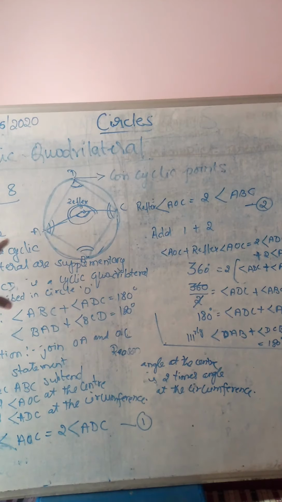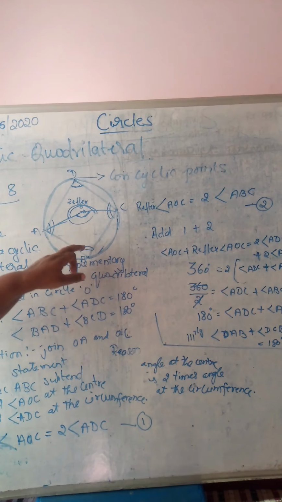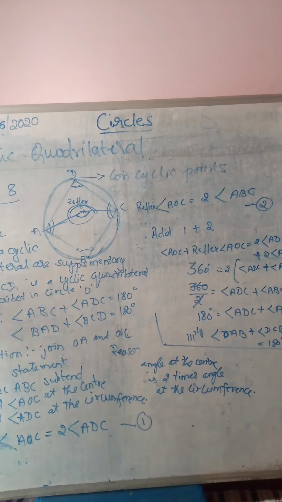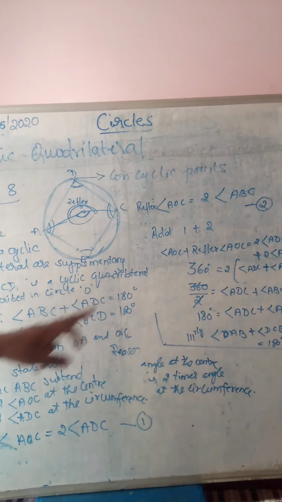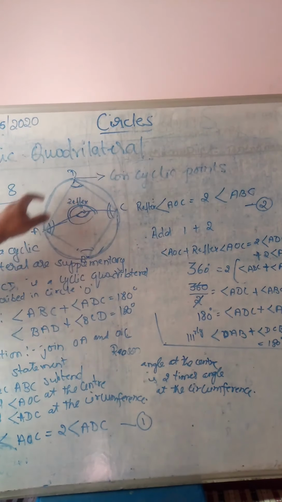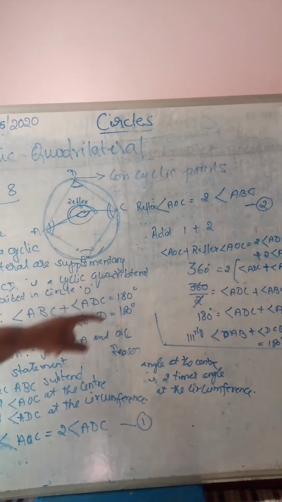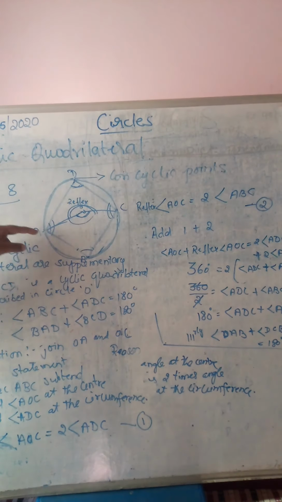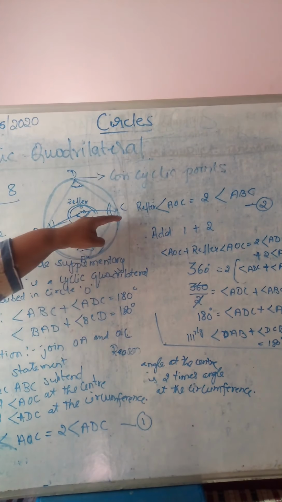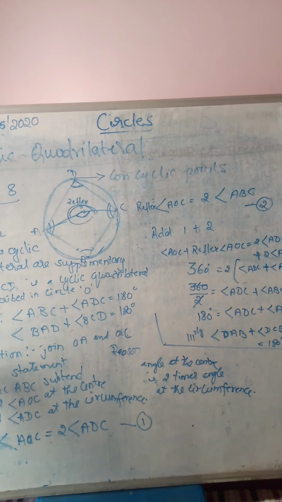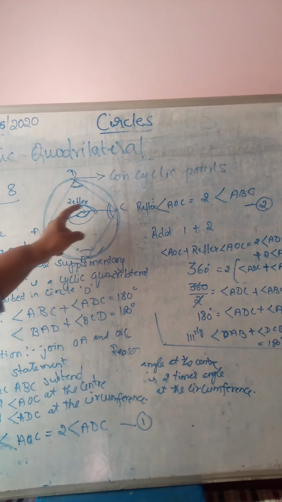Now theorem 8: the opposite angles of a cyclic quadrilateral are supplementary. Always remember that. So we need to prove that the opposite angles are supplementary. Given ABCD is a cyclic quadrilateral inscribed in circle O, so it's drawn inside the circle O. To prove that angle ABC plus angle ADC is equal to 180, and BAD plus BCD is equal to 180. We have to do one construction: join OA and OC.